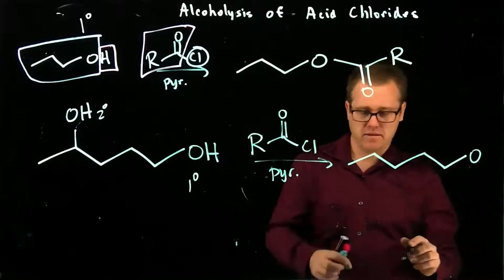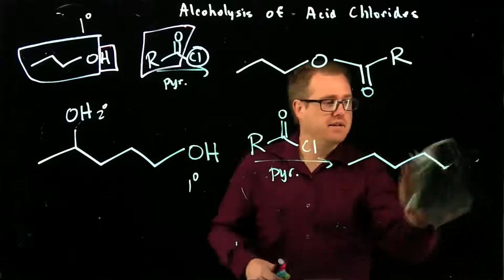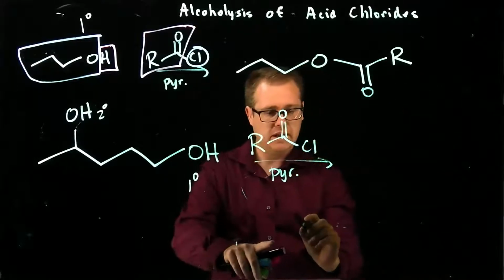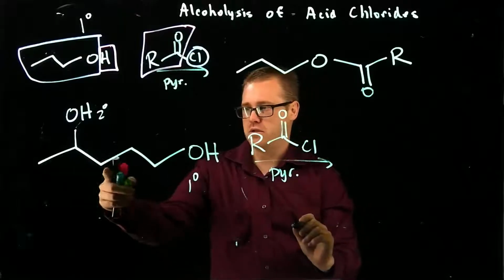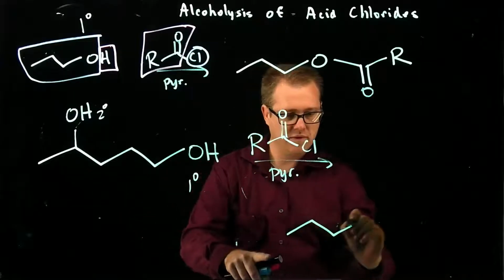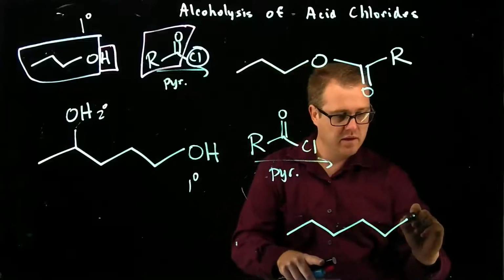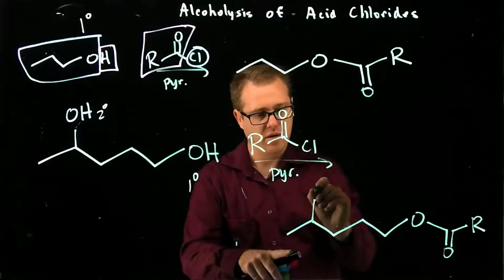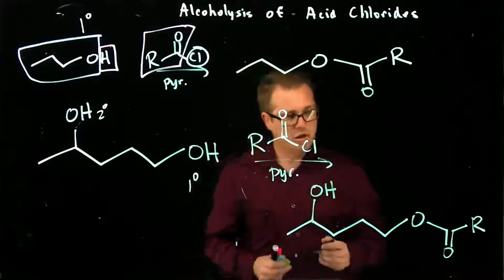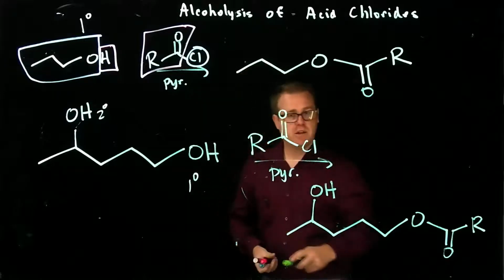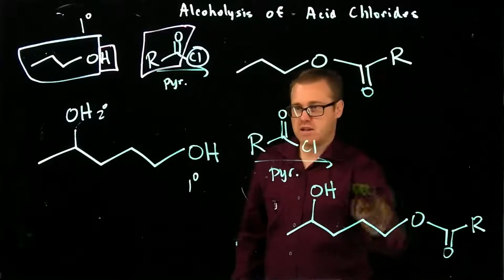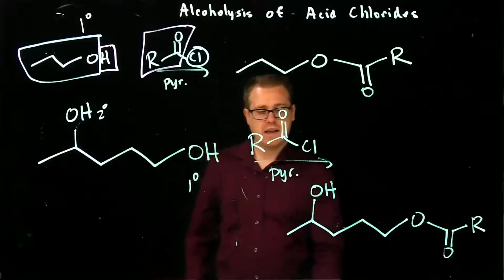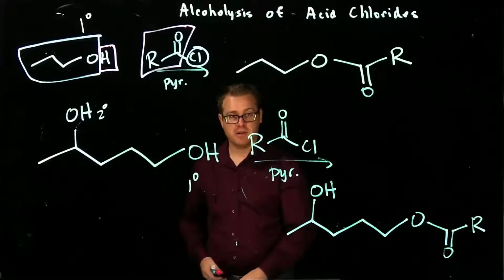and I ran out of space. Let's just write it below. Okay, I'm going to write it down here. 1, 2, 3, 4, 5. 2, 3, 4, 5. You could selectively only convert this alcohol into an ester. And that's just based off of a steric argument.